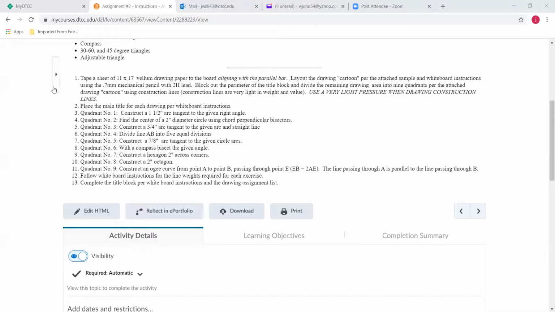Let's go to quadrant number 3. Let me go back, go up a little bit. There we go. We see everything. All right. So let me just share with you what we're doing. Quadrant number 3, construct a 3/4 of an inch arc tangent to the given arc and straight line. So that's what we're doing.